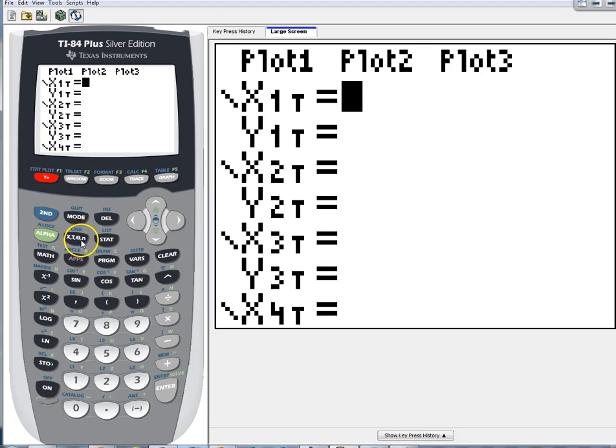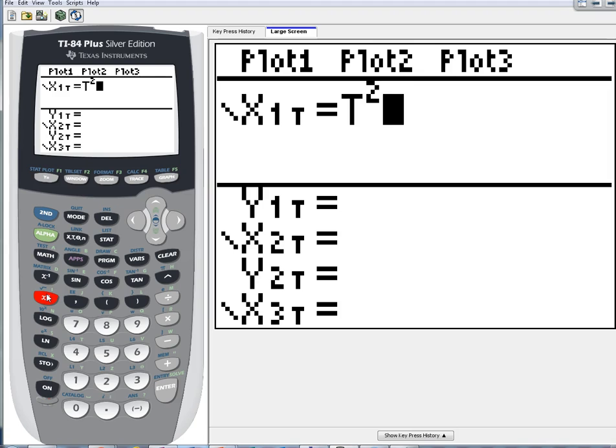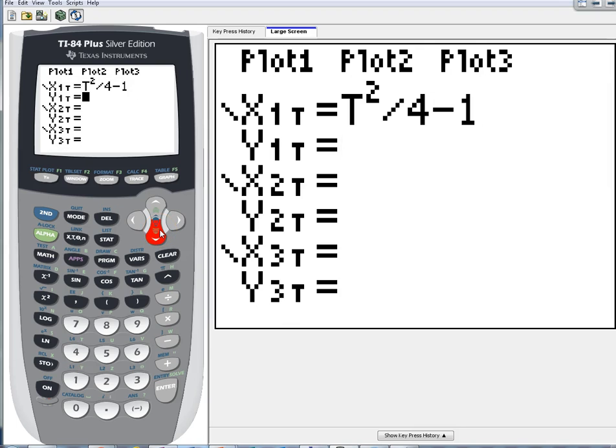And notice when it says t squared over 4, I'm pressing the same button you would press for x, and a t magically appears. So t squared divided by 4 minus 1 gets put in there. The next one is y equals t over 5 plus 2. So t divided by 5 plus 2.